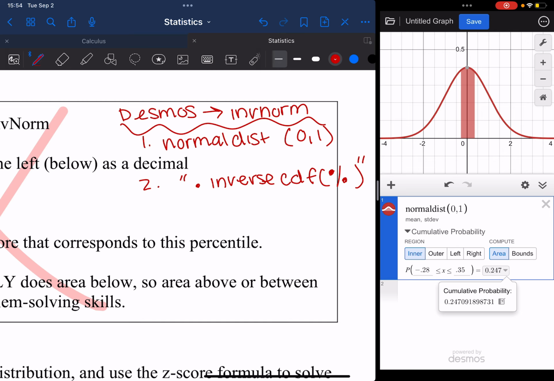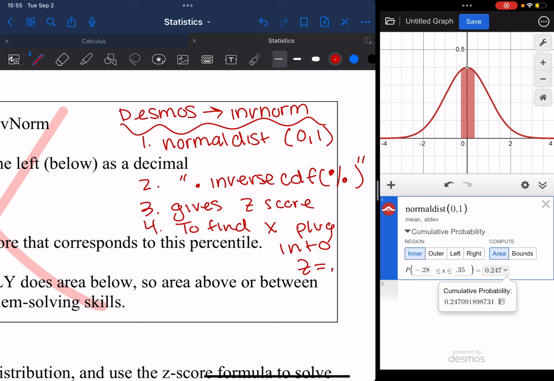When you do that, this is going to give you your Z value. So it gives you your Z-score. If you need to find X, you have to plug that into the Z-score formula. Z is equal to X minus mu over sigma. Okay. So now let's show this on Desmos.